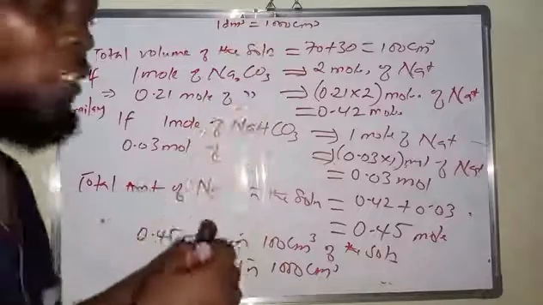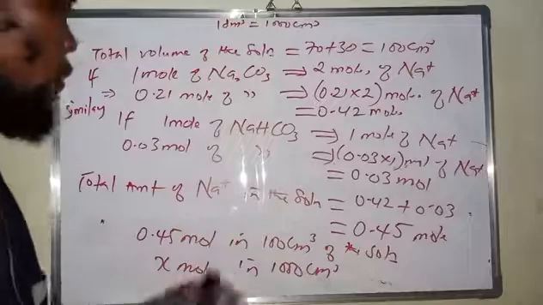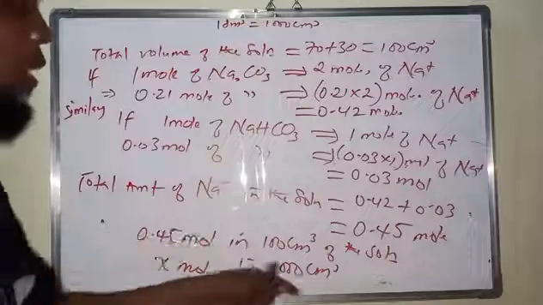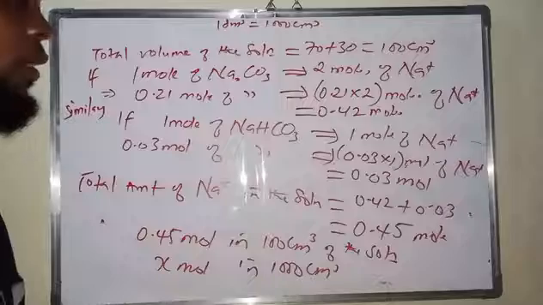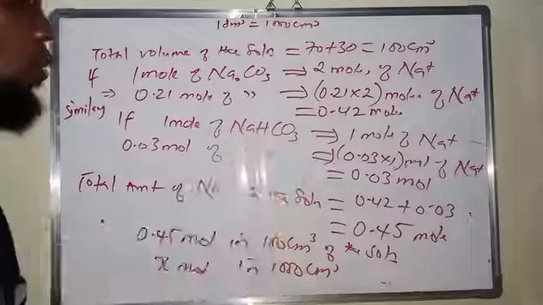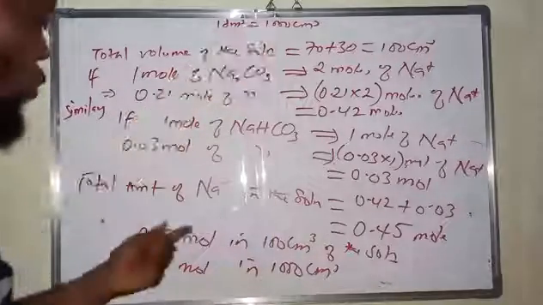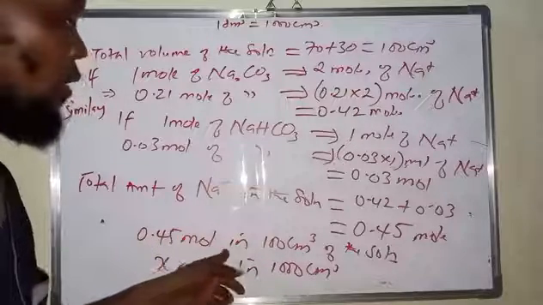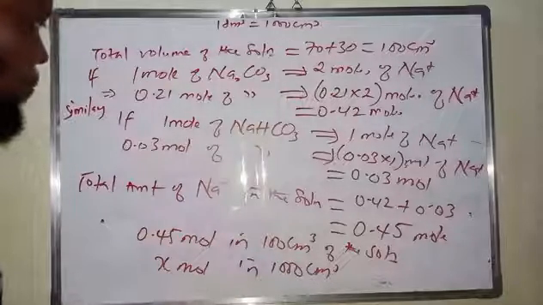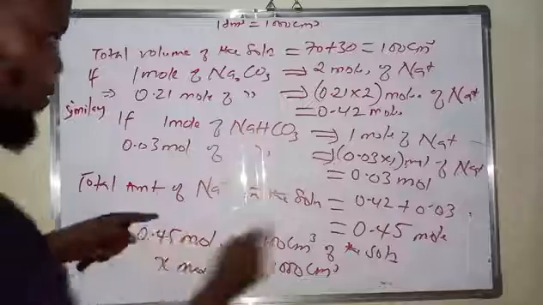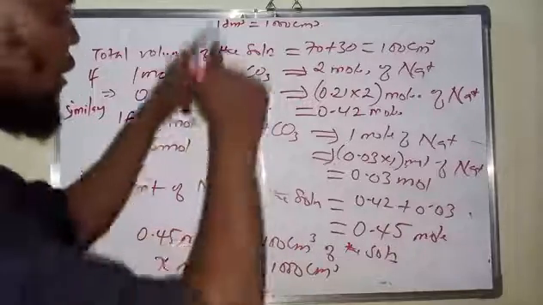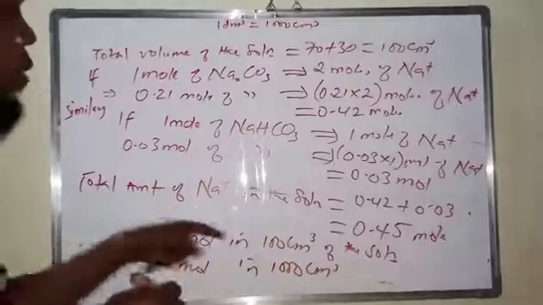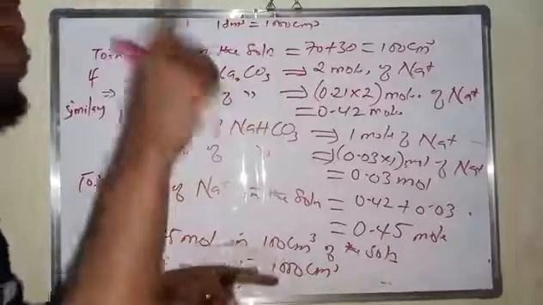because 1 dm cube is equal to 1000 centimeter cube. So to find the concentration in mole per dm cube, we've gotten the mole, so we have to divide the mole by the volume. And that means we need the volume in dm cube, so it's supposed to be mole per dm cube. So we now say, okay, we have 0.45 mole of sodium in the 100 centimeter cube of the solution. Then how much of it will be present in 1000 centimeter cube, that is 1 dm cube?